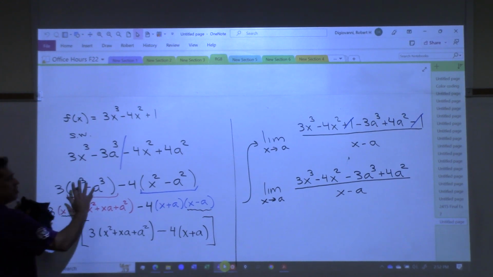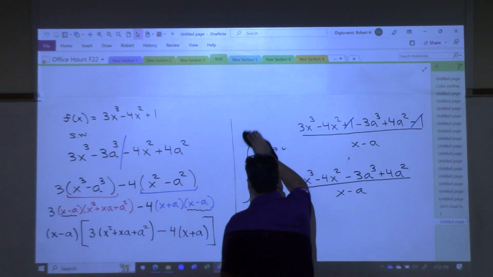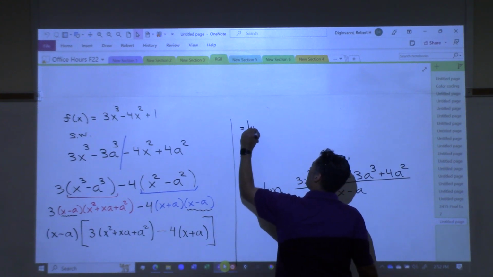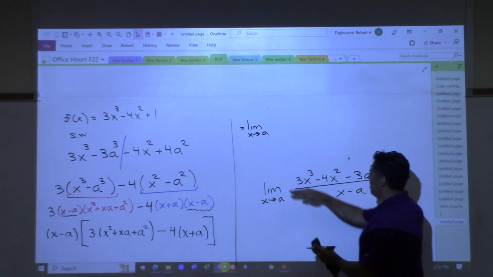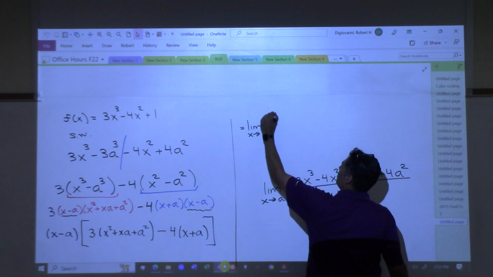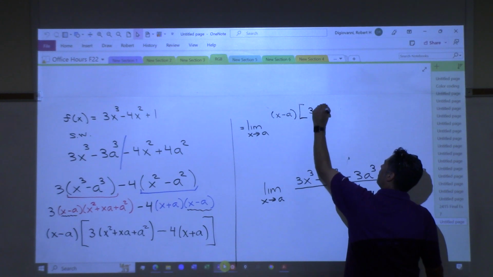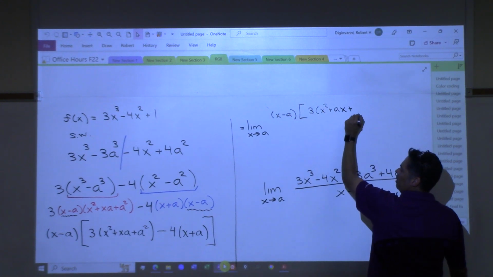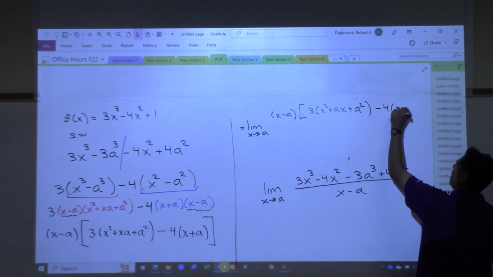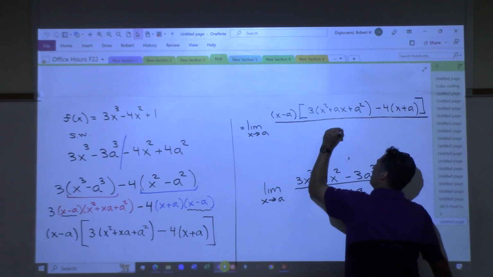Well, now, remember, this is just scratch work, right? So now I'm ready to come back over here now, okay? And yes, I will cancel now. But I'm going to come back now. All right, so here's where I was. I was at the limit. X was approaching a. This entire numerator is this. So it's x minus a, bracket, then I had 3 parenthesis x squared plus ax plus a squared. And then I still had minus 4, and then I had x plus a, and then close the bracket. All of that over the x minus a.